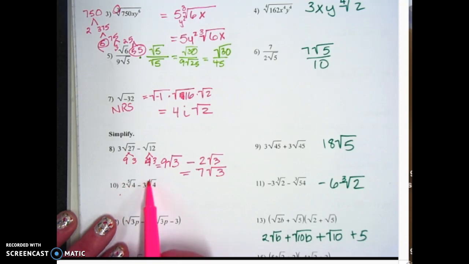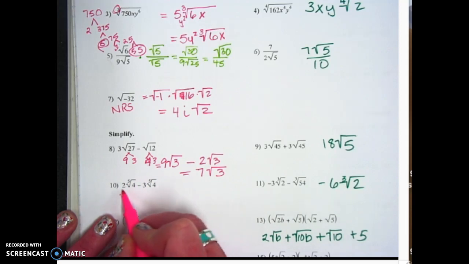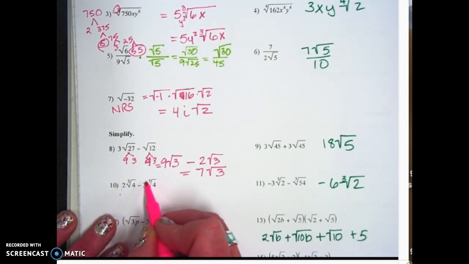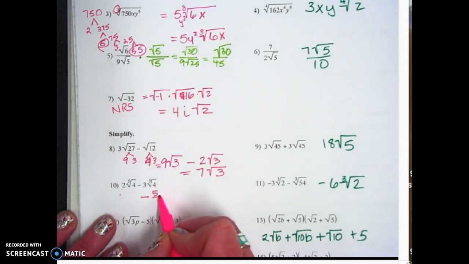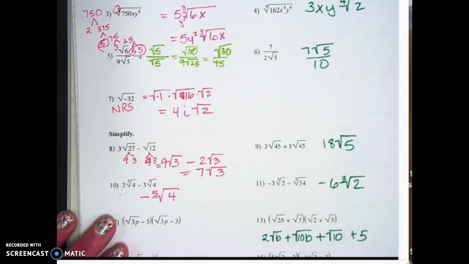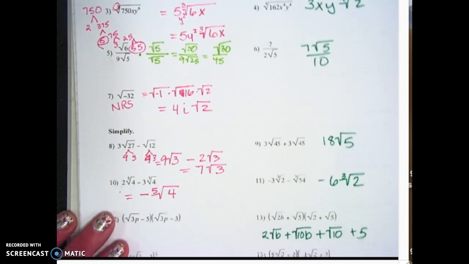Do we have the same radical parts? Yes, we do. We have the 5th root of 4 and the 5th root of 4. So we could just add or subtract these. So 2 5th root of 4 minus 3 5th root of 4 is going to be negative 1 5th root of 4. You can write the 1 or not write the 1 if you want to.